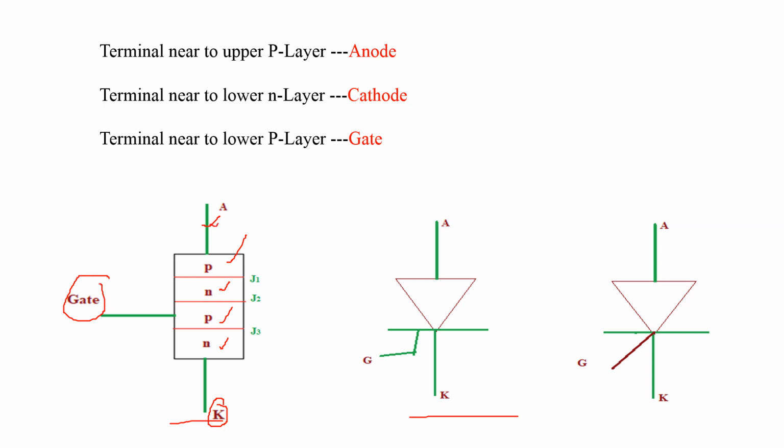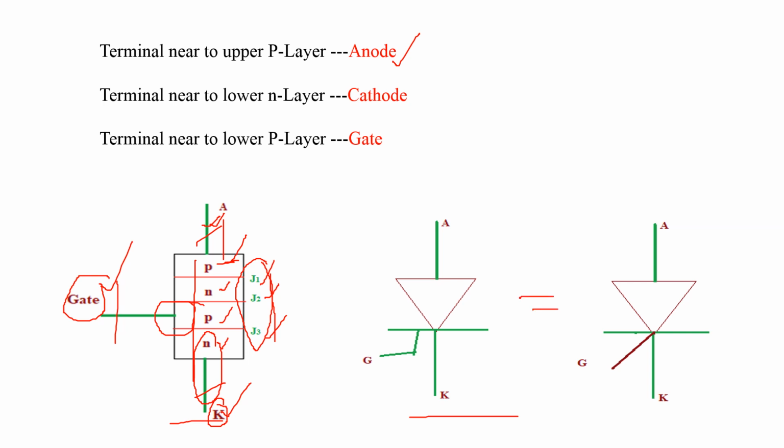The terminal which is connected to the upper P layer is called anode, the terminal which is connected to the lower N layer is called cathode, and the terminal which is connected to the lower P layer is called gate. And these are the 3 junctions, that is J1, J2 and J3. So it is a 4-layer, 3-terminal, 3-junction power semiconductor device, and these two are the electrical symbols for SCR.